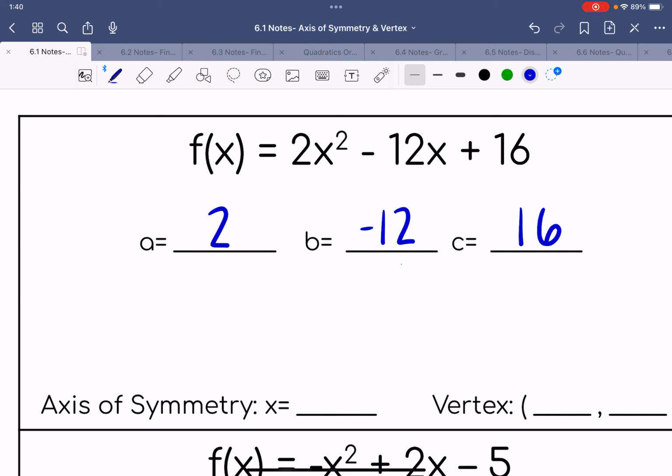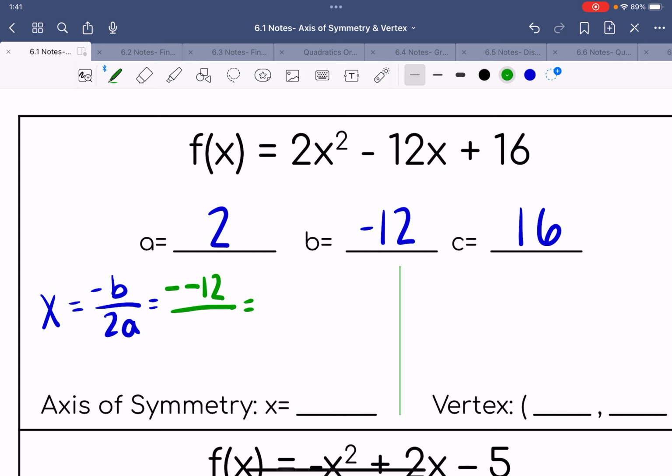My formula to find my axis of symmetry is always the same formula. It is x equals -b over 2a. So x equals -b over 2a. That's my formula that we are just giving you. We are going to plug in our b and our a values. So the negative is part of the formula. And then my b value is -12. So I've got -12 on top.